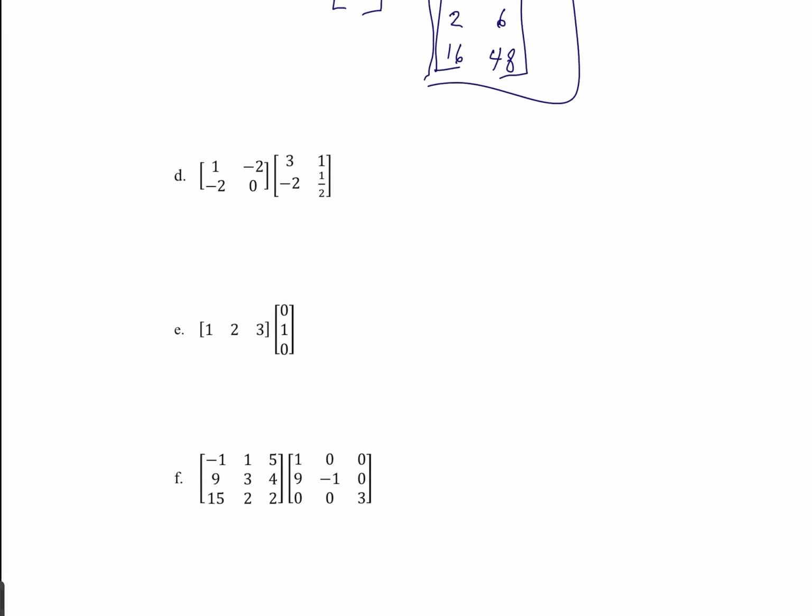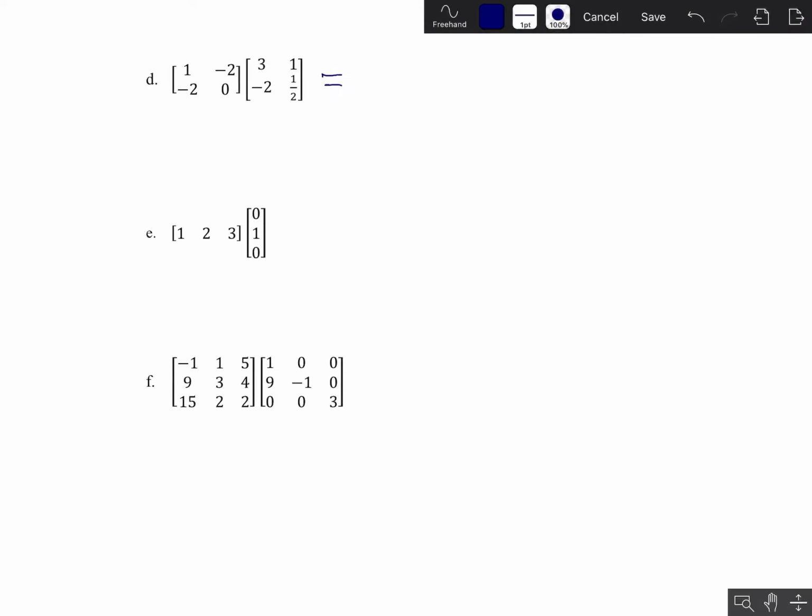Okay, so next, let's look at some of these products down here. So what we now have is this 2 by 2 matrix times another 2 by 2 matrix. We've already seen that this product will be well defined. It'll be another 2 by 2 matrix. I mainly wanted to point out in this example that it's okay to have negative entries or fractional entries. The procedure is still exactly the same.